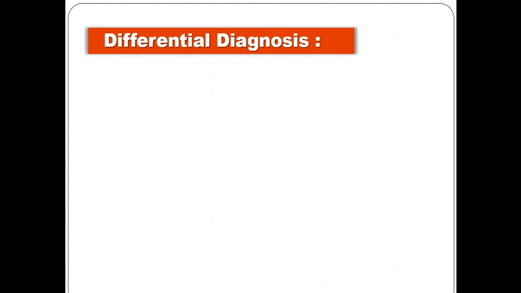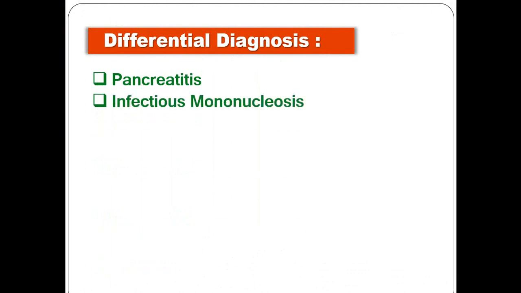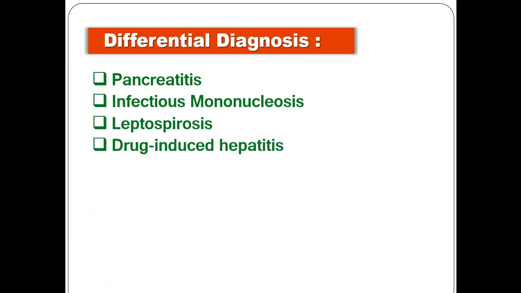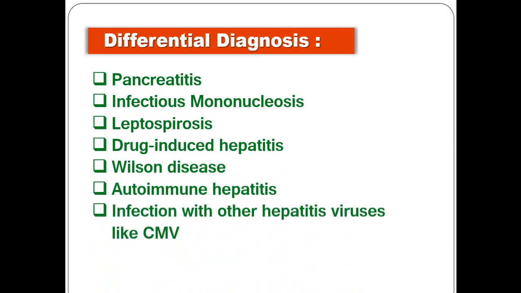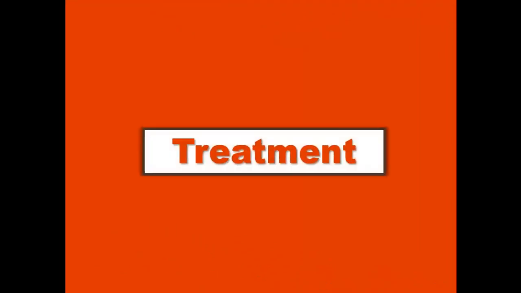Now, what are the differential diagnoses of hepatitis A virus? Pancreatitis, it may be. Infectious mononucleosis, which is Epstein-Barr virus. Leptospirosis, drug-induced hepatitis, Wilson disease, autoimmune hepatitis, infection with other hepatitis viruses like CMV or cytomegalovirus. Now, what about the treatment of hepatitis A virus infection?